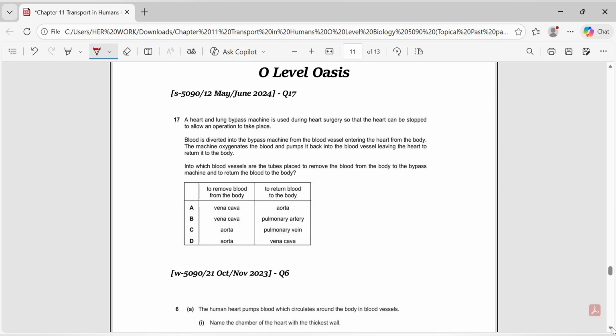In this question, the scenario describes the use of a heart-lung bypass machine during heart surgery. This machine temporarily replaces the normal functions of the heart and lungs, allowing the surgeon to stop the heart safely while the operation is performed. During this process, blood is taken out of the body, supplied with oxygen by the machine, and then returned to the circulation.